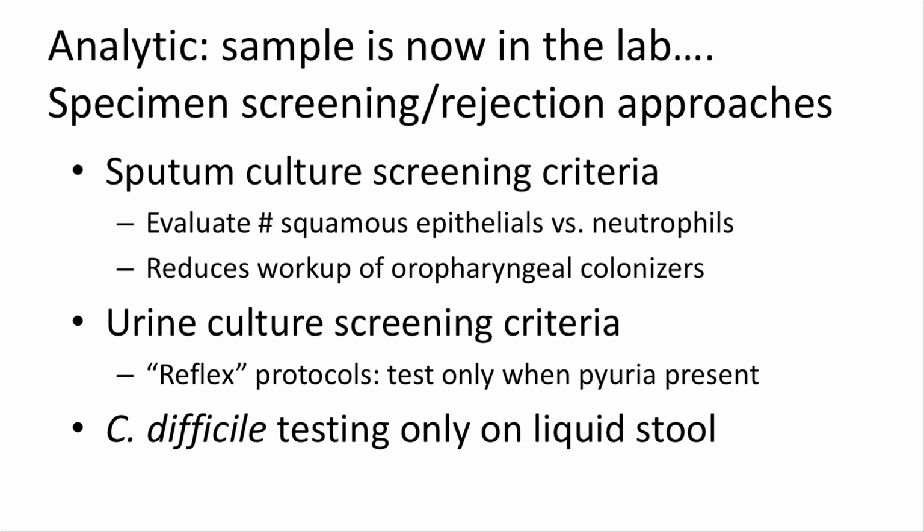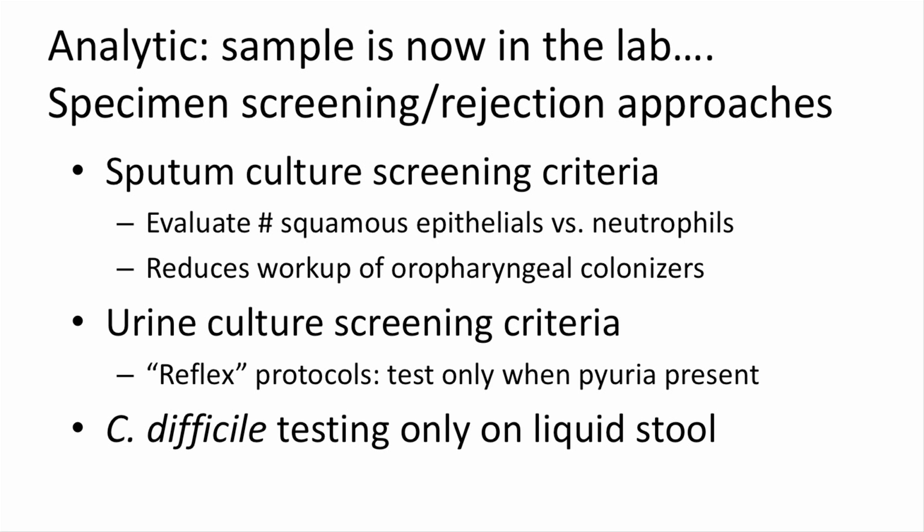So we look under the microscope. If there's more squamous cells than neutrophils, then that sample will not get cultured. Increasingly, labs are also screening urine cultures for the presence of white cells or inflammation before they proceed to culture. These are so-called reflex urine culture protocols. And it turns out to be a highly effective way to reduce the number of urine cultures performed. And I'll show you one of those studies in a minute.